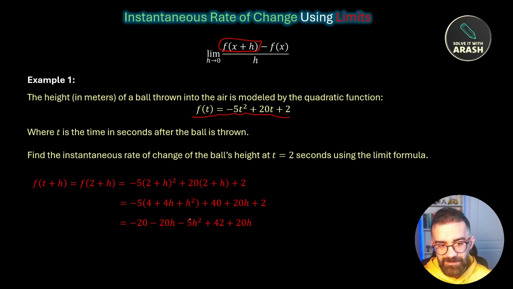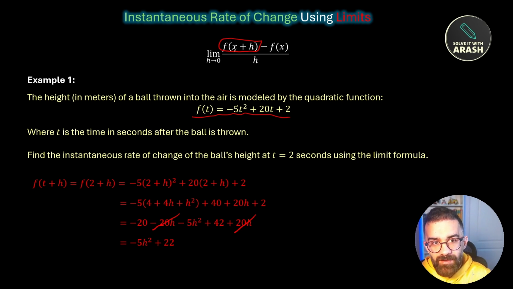Now let's add the like terms and rearrange this expression in a way that we have the term with the highest degree first to the lowest degree. So that gives me negative 5h squared plus 22. And as you can see, negative 20h will cancel with positive 20h. And now we have a binomial. The first term is a quadratic and the second term is just a constant term.